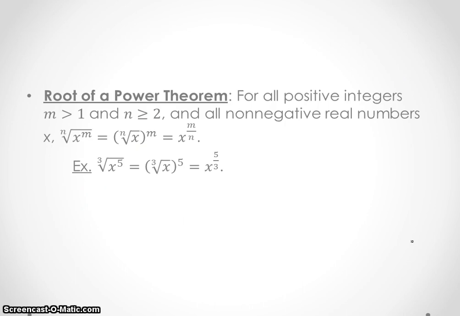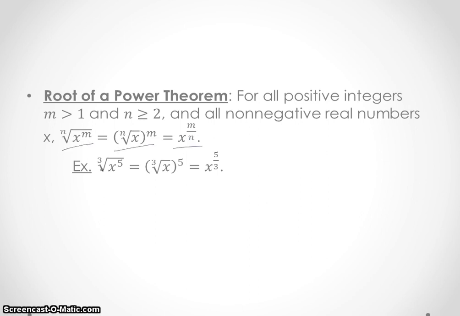Oh, another theorem. Okay. It's the root of a power theorem. It says for all positive integers, m being bigger than 1 and n being greater than or equal to 2, and all non-negative real numbers for x, we know if we take the nth root of x to the mth power, it's getting sticky here, but hey, bear with me, equals the nth root of x, to the mth power, or x to the m over n power. Okay, so there's now 3 different ways we can write these.